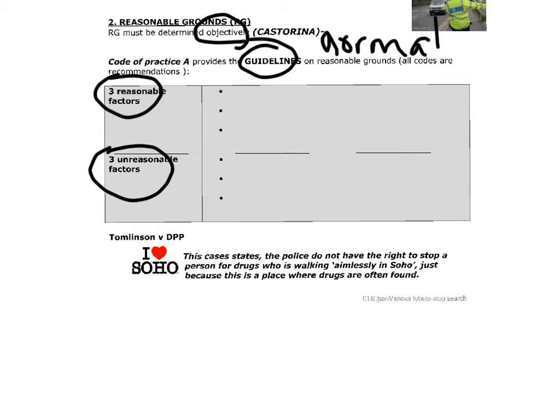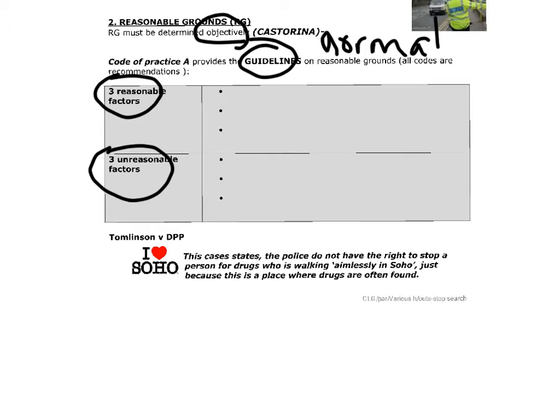So your examples for reasonable grounds: things like you're matching a description of somebody that's been radioed in. So maybe somebody's radioed saying they've seen somebody in a bright orange tracksuit leaving a house that's not theirs, so potentially committing a burglary, and you're wearing a bright orange tracksuit. Because you match that description, it would be a reasonable ground to stop and search you.